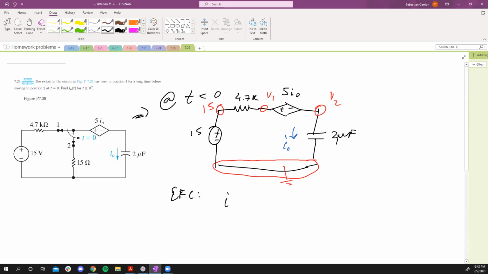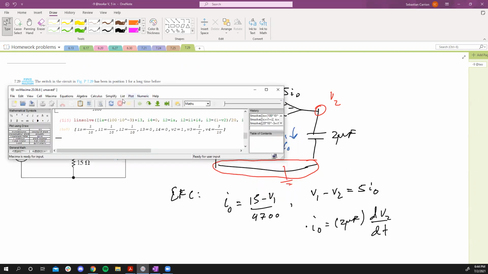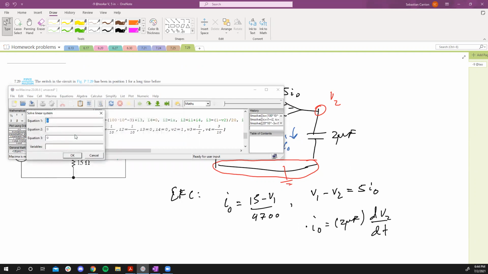So i0 is equal to (15 minus V1) over 4700. V1 minus V2 is equal to 5 i0. And then i0 is equal to 2 microfarad times dV2 over dt. So we're just going to plug in Maxima. 3 equations, we have 3 variables.